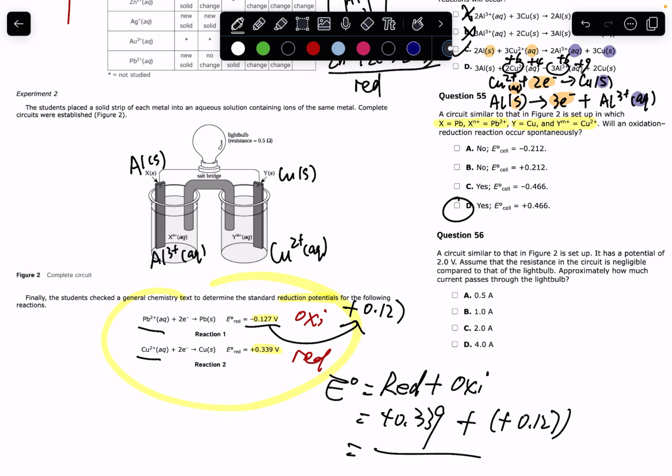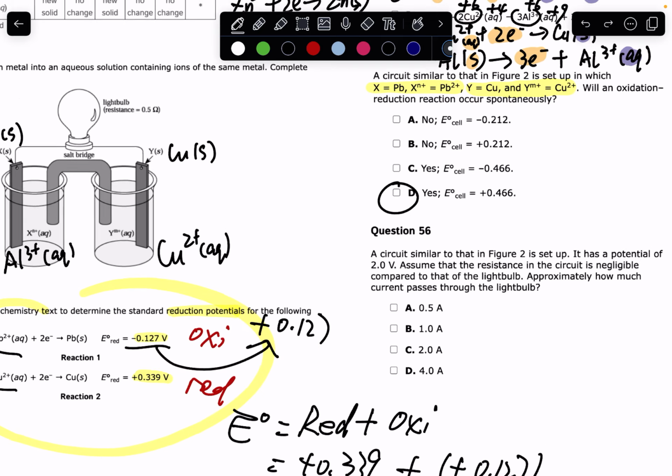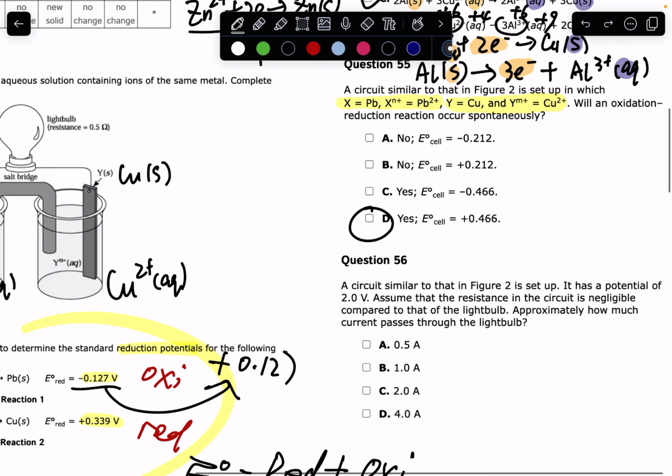So my answer will be some positive number that I don't even bother to calculate, because I know that between C and D, the negative cannot work. When it's a negative cell potential, it's really an electrolytic cell that does not have the reaction occurring spontaneously. So that's question 55.